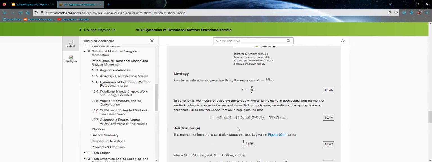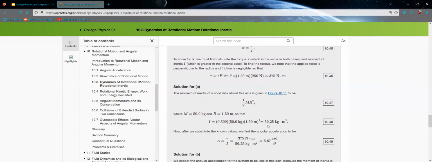Torque, again, from a previous chapter or two, is given by the radius times the force times the sine of the angle at which you're applying said force. The force is basically perpendicular, so the sine of theta comes out to 1, which means it's our radius times our force, giving us 375 newton meters of torque being applied to the system. And now we need to stop and think, okay, what is spinning? Well, essentially a solid disk is spinning, right? So how does that affect the inertia of the object?